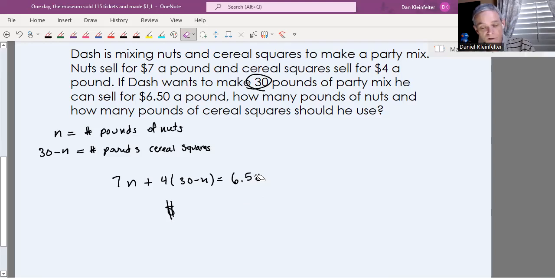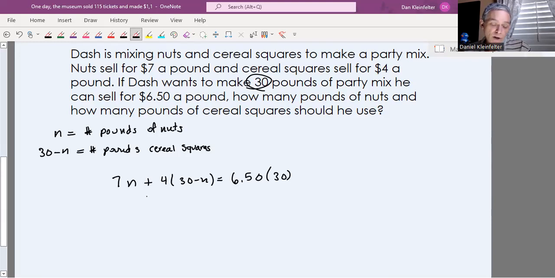The $6.50 per pound needs to be multiplied by the 30 pounds so that the units on the left and right side are both in dollars. Like I said, the most common mistake in setting up a problem like this is leaving off that 30, but it does need to be there. Dollars a pound times pounds.